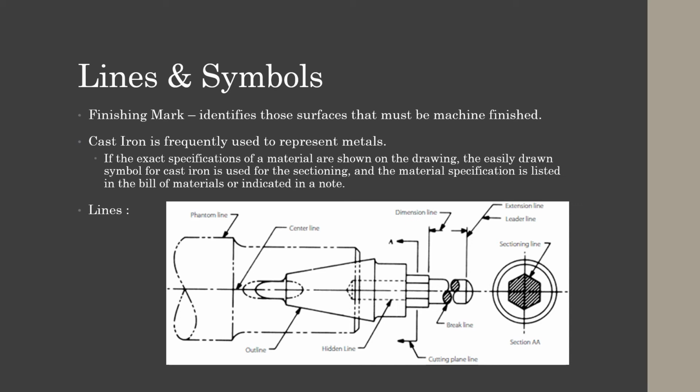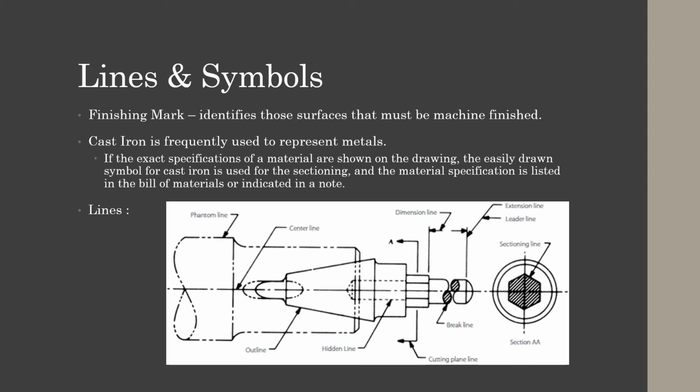Cast iron is frequently used to represent metals or solid objects. If the exact specification of a material are shown in the drawing, the easily drawn symbol for cast iron is used for the sectioning, and the material specification will be listed in the bill of materials or indicated in a note. Then we have a picture here of some lines.